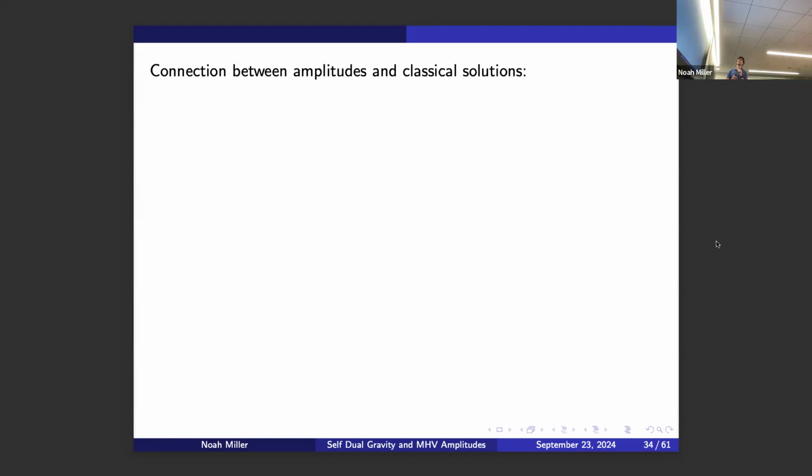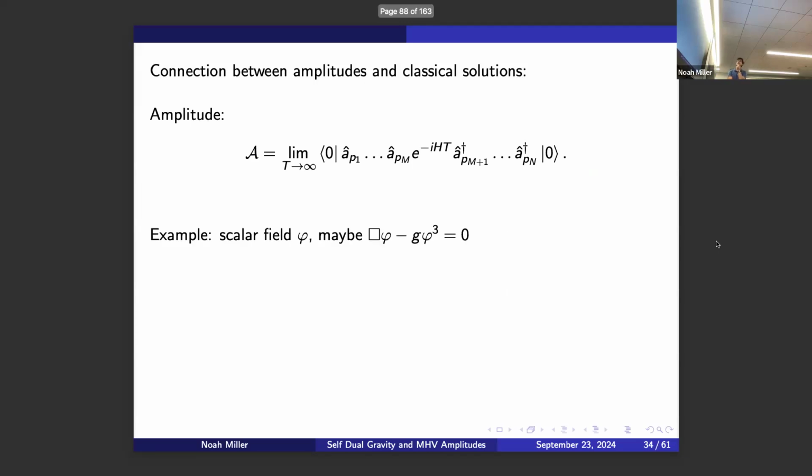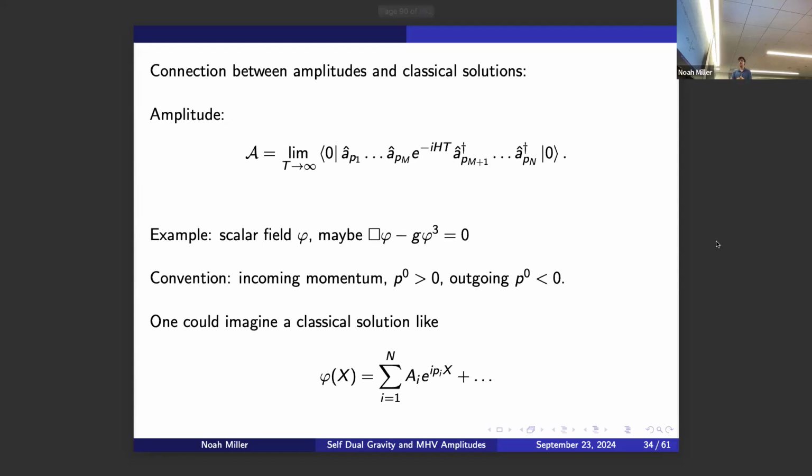So let me remind everyone here about the connection between amplitudes and classical solutions. So here's a scattering amplitude. Just for simplicity, to have as few indices as possible, let's say we have some sort of scalar field, maybe phi cubed, whatever. And let's use a convention where incoming momenta have a positive energy and outgoing momenta have a negative energy. One could imagine a classical solution like this: a sum of plane waves with finite amplitudes A_i and a bunch of energies, where we should really be thinking of ingoing and outgoing as having different energies.